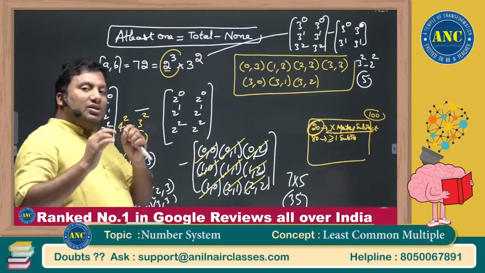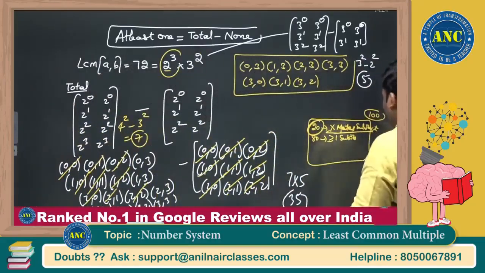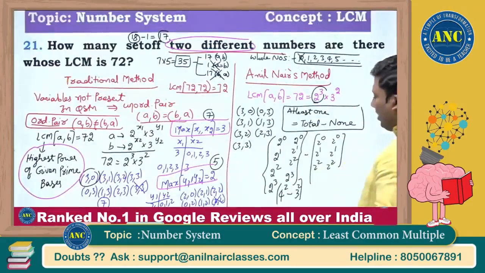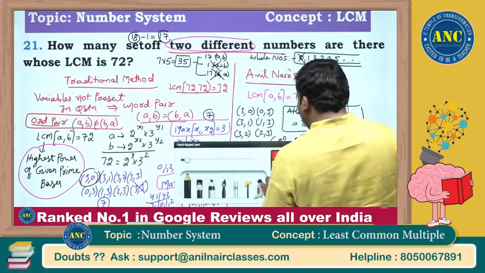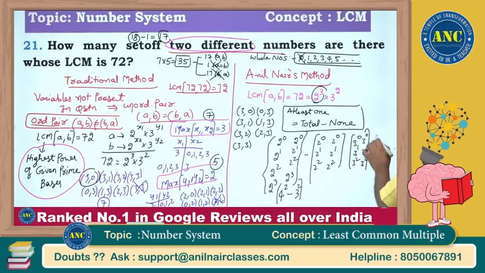LCM is defined as the highest power of the given prime basis. I hope the idea is clear. Total powers of 3: 3 power 0, 3 power 1, 3 power 2. Minus, don't take 3 power 2. In case you have not understood it clearly, after another 5 problems it should be clear to you.